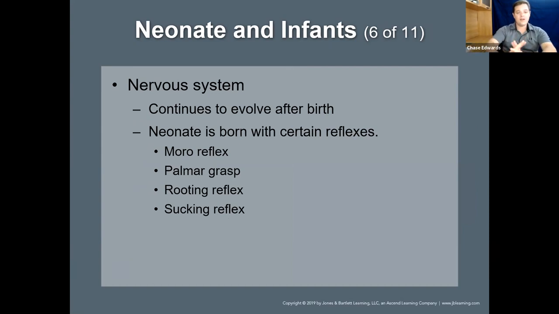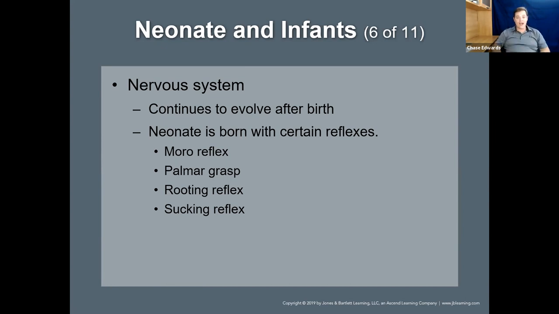All right, so neonates and infants, the nervous system. The nervous system continues to evolve after birth, you would hope. A neonate's born with certain reflexes. The moro reflex, which is a startle reflex. If you've ever seen the video of the little baby sitting in the bouncer, and they make a noise or something like that, and his face lights up and he acts surprised. So it's surprised by something or someone. The neonate opens his arms real wide and spreads his fingers and seems to grab at things. All right, that's called a moro reflex.